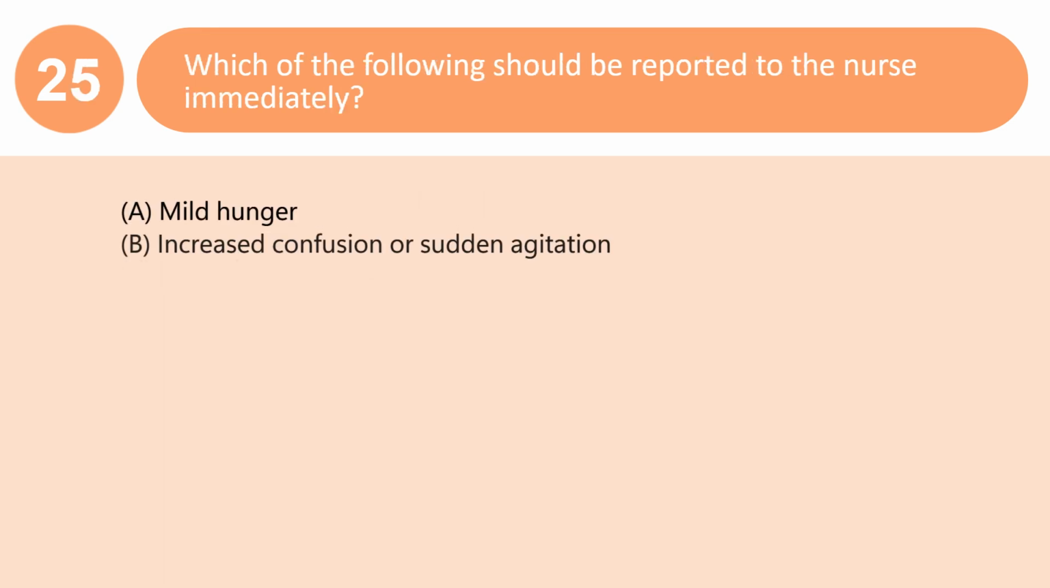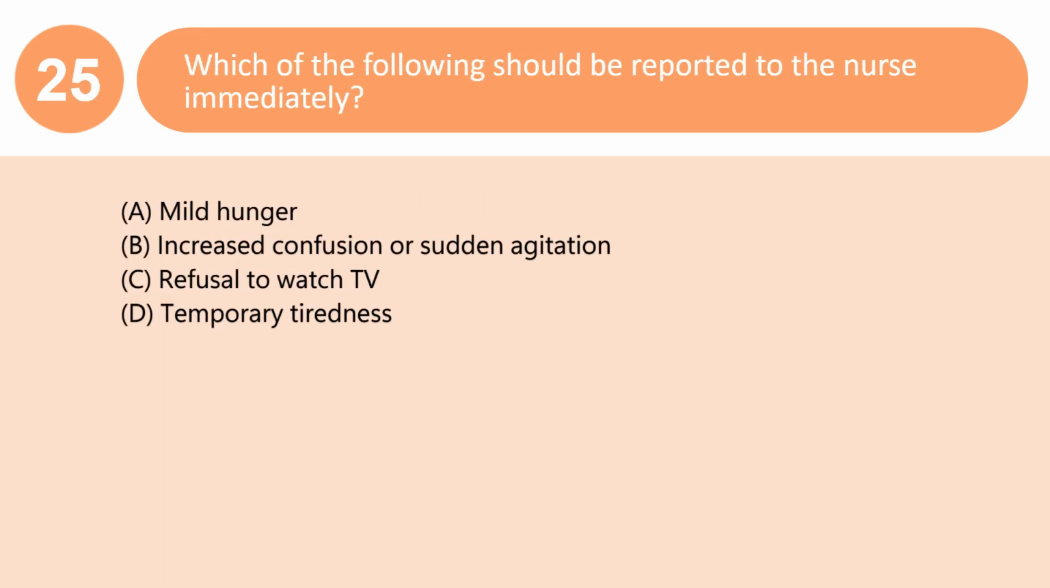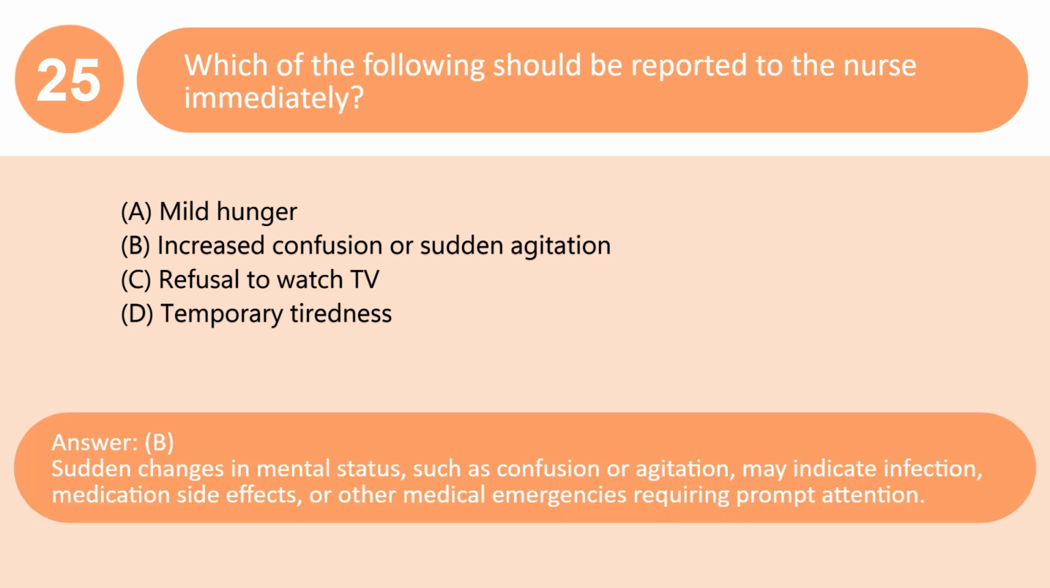Which of the following should be reported to the nurse immediately? A. Mild hunger. B. Increased confusion or sudden agitation. C. Refusal to watch TV. D. Temporary tiredness. Answer: B. Sudden changes in mental status, such as confusion or agitation, may indicate infection, medication side effects, or other medical emergencies requiring prompt attention.